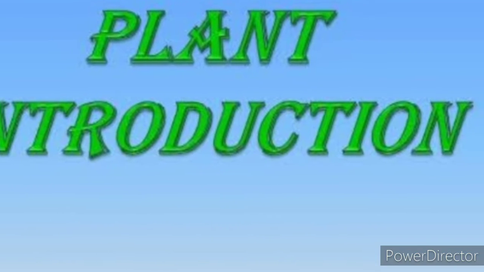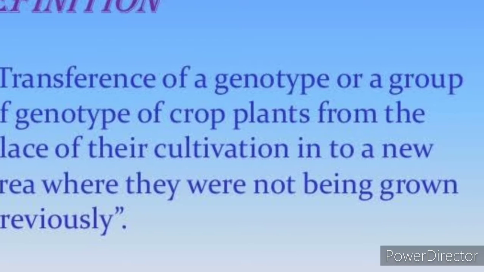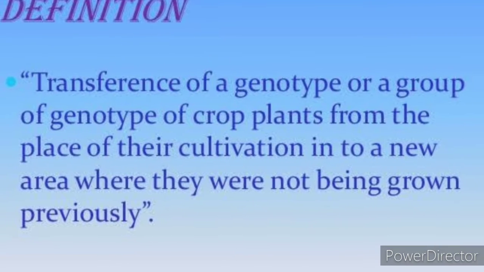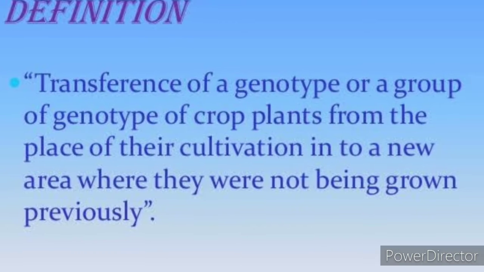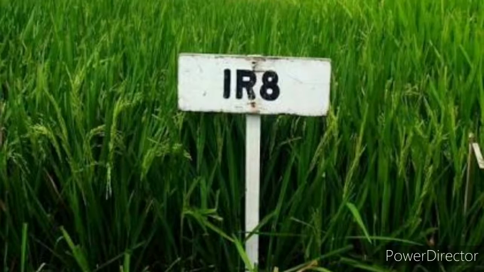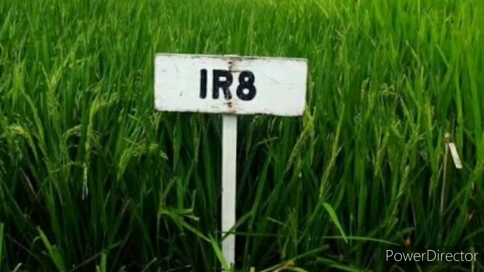Now we shall discuss about some of the conventional methods of plant breeding. First one is plant introduction. What do we mean by plant introduction? Transference of genotype or a group of genotype of crop plants from the place of their cultivation into a new area where they were not being grown previously. Example, rice variety of IR8 introduced from Philippines and wheat varieties of Sonora 63 and Sonora 64 from Mexico.